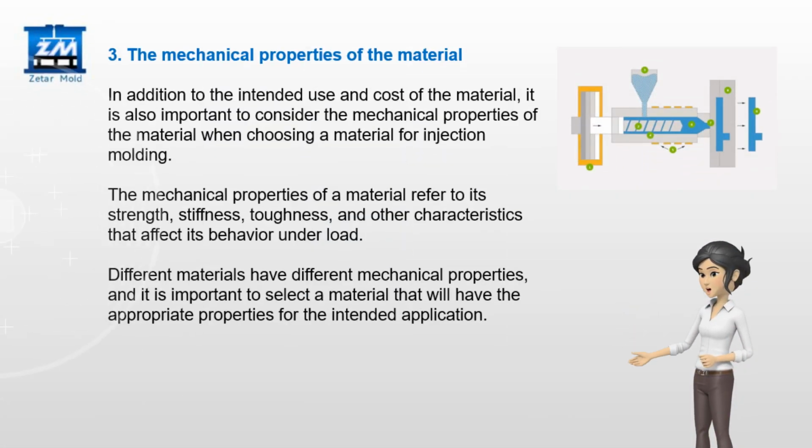The mechanical properties of the material. In addition to the intended use and cost of the material, it is also important to consider the mechanical properties of the material when choosing a material for injection molding. The mechanical properties of a material refer to its strength, stiffness, toughness, and other characteristics that affect its behavior under load. Different materials have different mechanical properties, and it is important to select a material that will have the appropriate properties for the intended application.